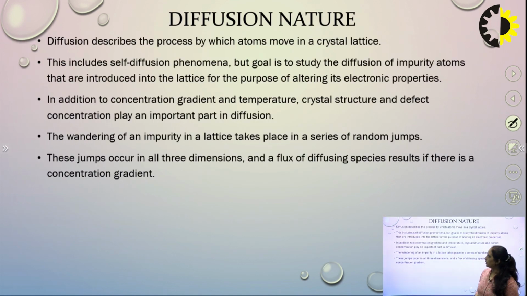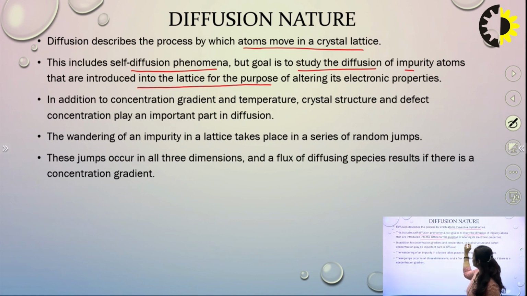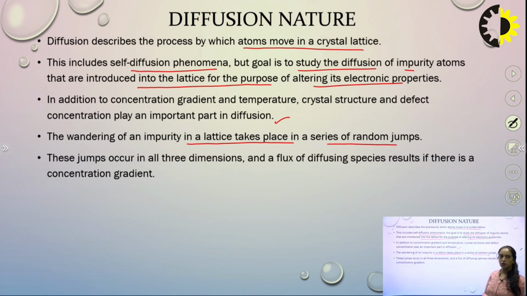So this diffusion describes the process by which atoms move inside the crystal structure. This includes self-diffusion phenomena, but the goal is to study the diffusion of impurity atoms that are introduced to the lattice for the purpose of altering its electronic property. And in addition to that, concentration gradient, temperature, crystal structure and defect concentration play an important part in the diffusion. And wandering of an impurity in the lattice takes place in a series of random jumps.